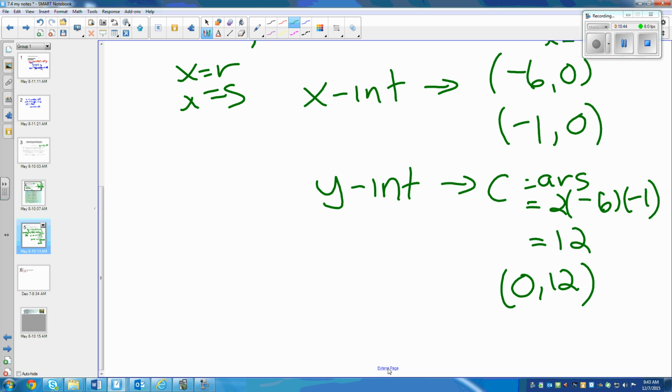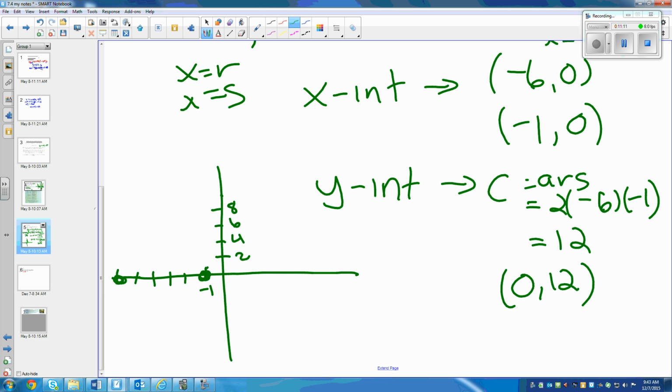We can graph 3 points on this parabola, and I'm going to graph them just quickly here. So -1, -2, -3, 4, 5, 6. So -1 and -6. And then the y-intercept is positive 12: 2, 4, 6, 8, 10, and 12. So this is great, I've got 3 points. Can I sketch out my parabola?